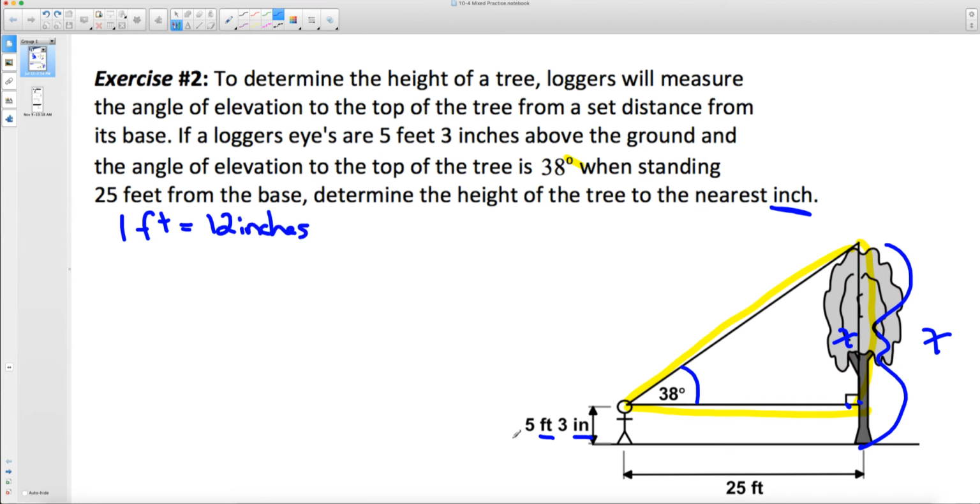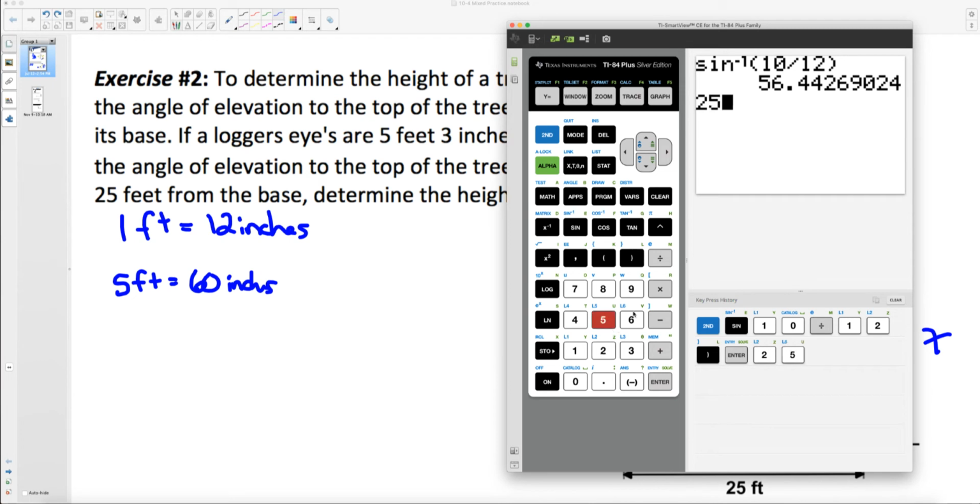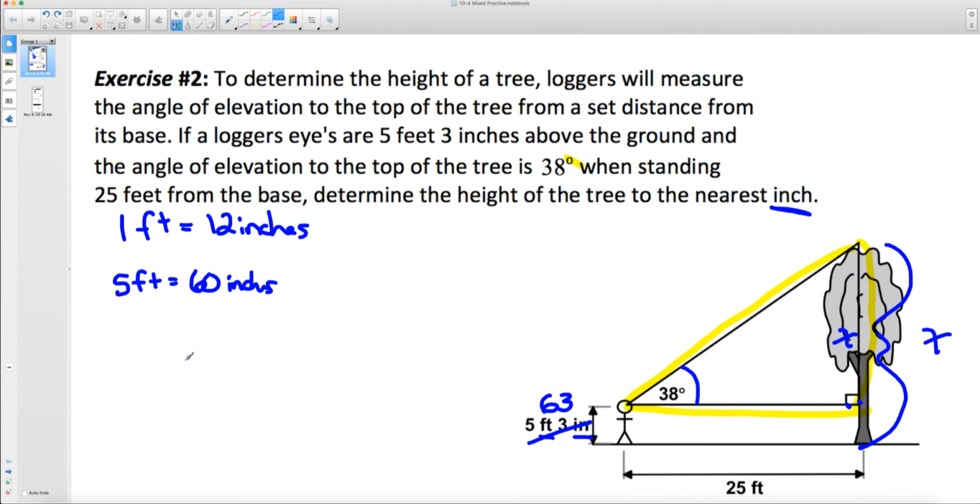Hopefully you know that 1 foot equals 12 inches. That's our conversion here. So we could do 5 times 12, that's 60. So 5 feet equals 60 inches. All that I'm doing is multiplying 5 by 12. So this person's height is going to instead be 63 inches. We also want to convert the 25 feet. There's 12 inches in a foot, so 25 times 12 would be 300. So I'm going to change this over to 300 inches.